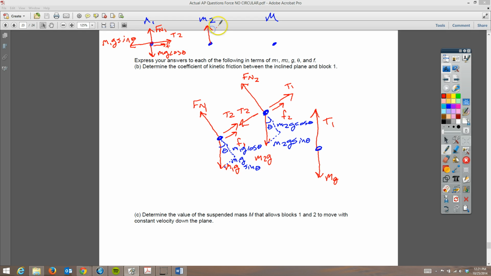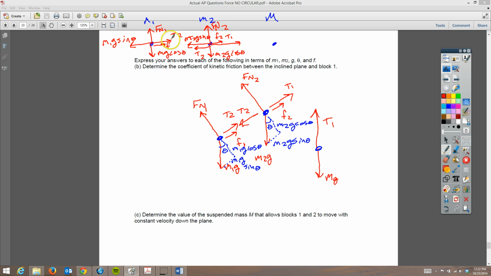There's an additional one on this next one. So this is Fn2. This would be M2G cosine of the angle. Going in this direction is going to be tension. Let's put tension down here, and M2G sine of the angle. Then we've got two things going in this direction. One of those is T1, so this was T2, T1, and we have the force of friction number 2.